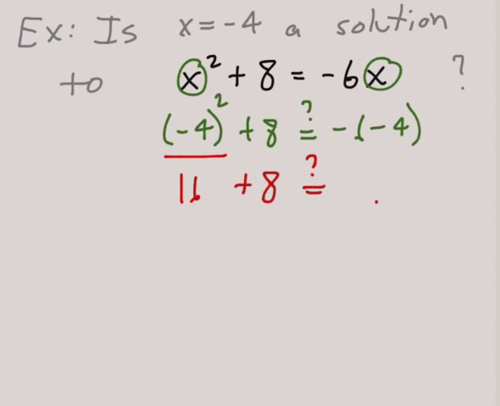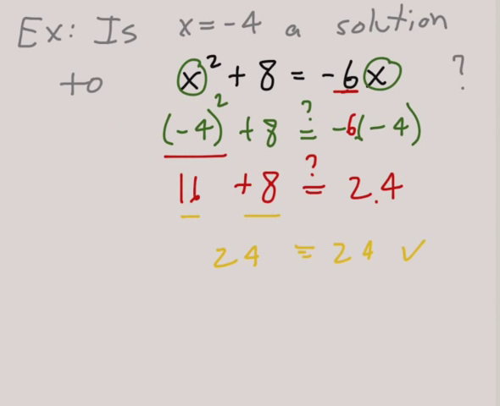looks like I forgot to copy something up here. Negative 6 times negative 4. That's a little better, I forgot that guy. So negative 6 times negative 4 is going to be a positive 24. So looking at those, 16 plus 8 gives me 24, and that actually is, this time, equal to 24.